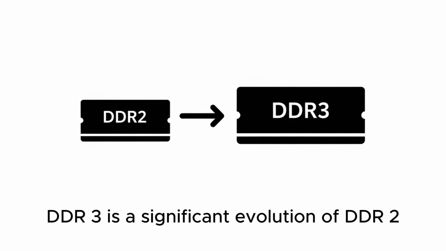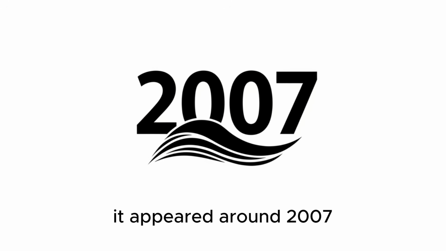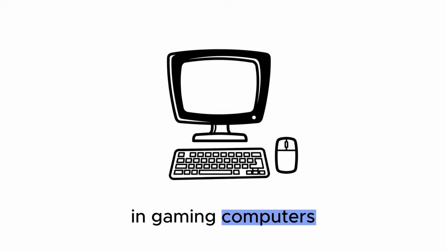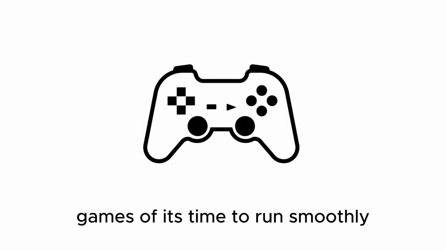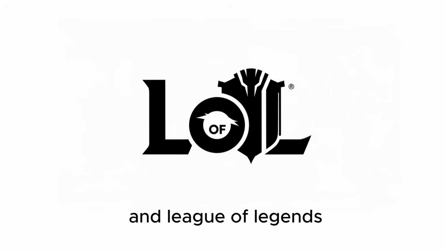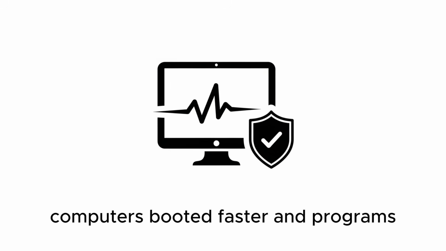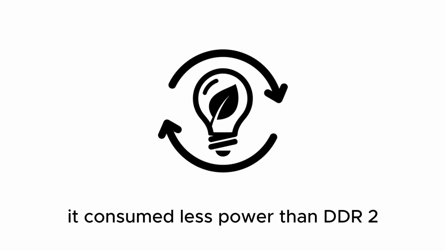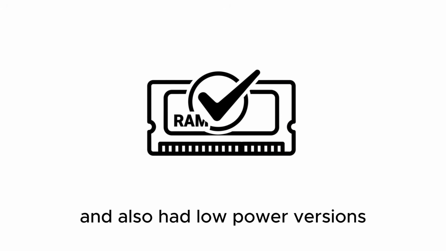DDR3. DDR3 is a significant evolution of DDR2. It appeared around 2007 and defined a whole generation of PCs. It was widely used in gaming computers and allowed demanding games of its time to run smoothly, including titles like Minecraft, Crysis, and League of Legends. Computers booted faster and programs loaded without long waits. Multitasking worked better. It consumed less power than DDR2 and also had low-power versions.